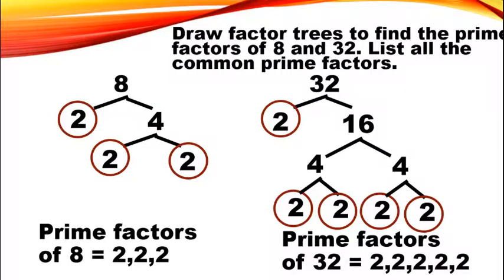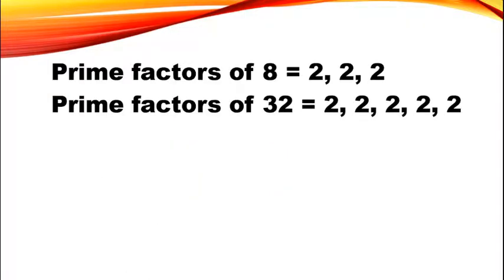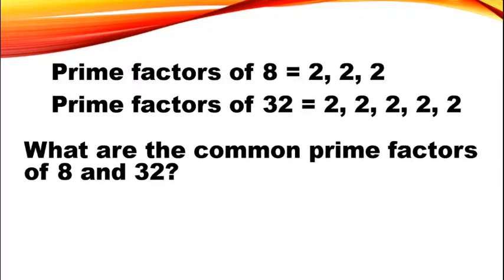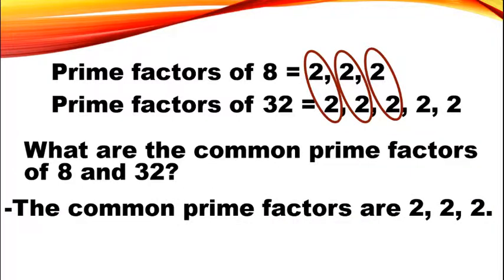So we need to list the common prime factors. Here are the prime factors of 8 and 32. We need to find the common ones between them. What are the common prime numbers of 8 and 32? We need to encircle them. 2, 2, and 2. Any other? No more. So the common prime factors of 8 and 32 are 2, 2, and 2.